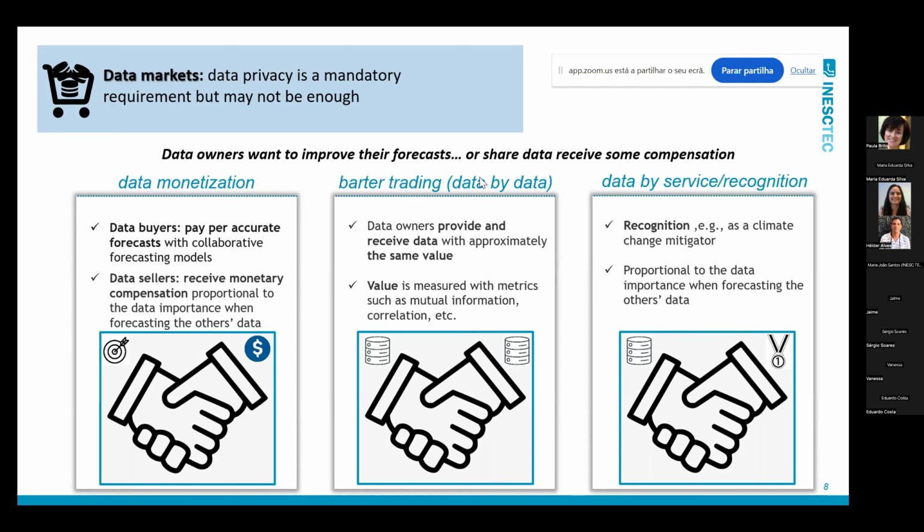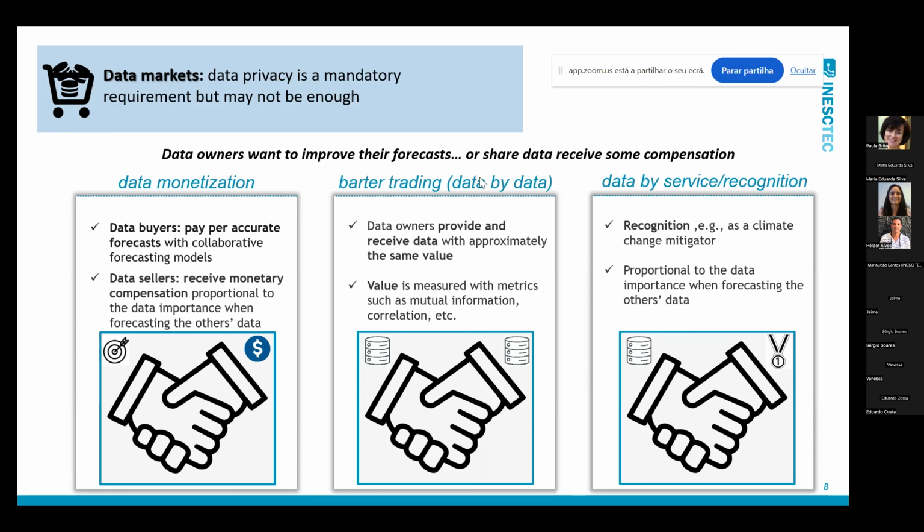The second group considers a scenario where data owners have their covariates and target variables, and they enter the market to exchange data with others. But in this case, in the exchange, I will receive and share data with approximately the same value. For example, wind farmers can share weather forecasts for their locations if they receive weather forecasts from other locations, and the shared value and the received value is approximately the same. Here, the challenge is how to measure the value.